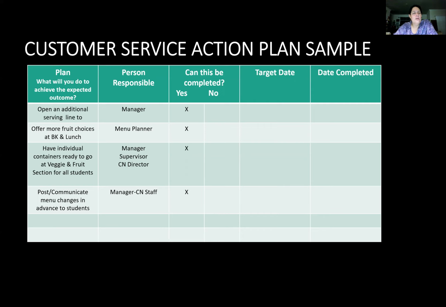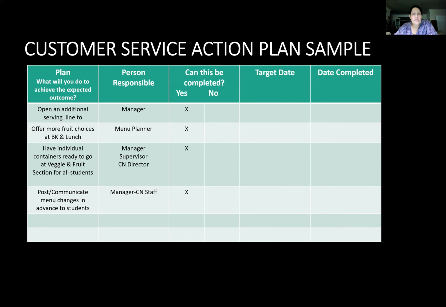Opening an additional serving line can help me to serve a few more students if I have the staff that is needed on that line. If I have a server, if I have a cashier, or I can make certain accommodations, in order for me to serve more students. Offer more fruit choices at breakfast and lunch, so the students can have more choices. Since it's a requirement that they have to take a fruit or a vegetable, it's important for us to have those choices ready for them.